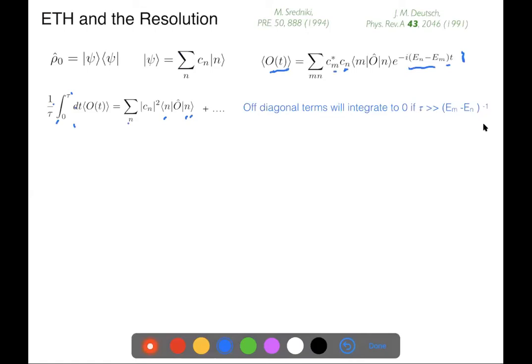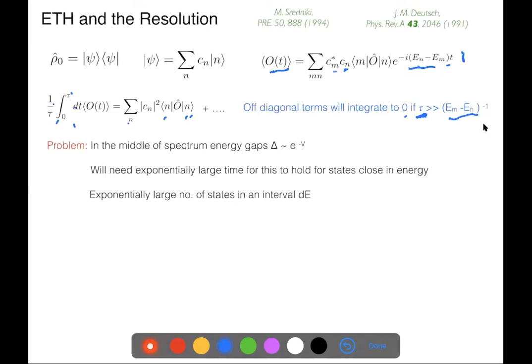These off-diagonal terms, n not equal to m, will integrate to 0 if your integration range of time is much, much greater than (E_m minus E_n) inverse. But now we come back to the same problem: the gap E_m minus E_n is exponentially small. So you would have to wait for an exponentially large amount of time, exponentially large in the system size, for the off-diagonal elements to wash out. This is the problem we had earlier, now coming in a different guise.